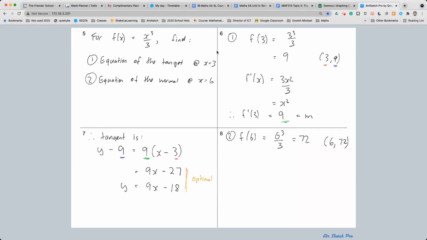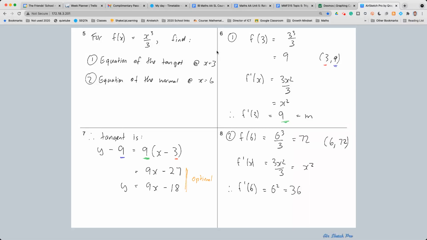Okay, 6 comma 72. f dash of x, we've already worked out, but let's just do it again for funsies, is equal to 3x squared on 3, which is equal to x squared. Therefore, f dash of 6 is going to be 6 squared, which is equal to 36. That is the gradient.